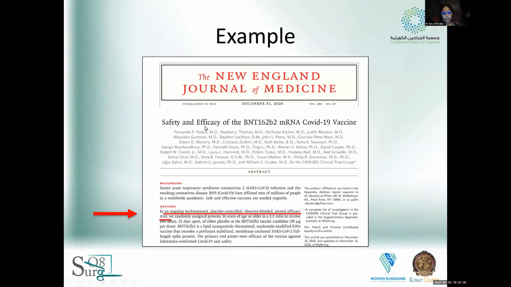So this is, for example, the article regarding the Pfizer vaccine to look at its efficacy. And since this is a treatment, if you're not sure what the research design is, you just go to the method. So here they'll just mention this is a multinational placebo-controlled trial. So this is a treatment and they use the RCT. So this is an appropriate research design. And that's the first question you'd ask yourself.